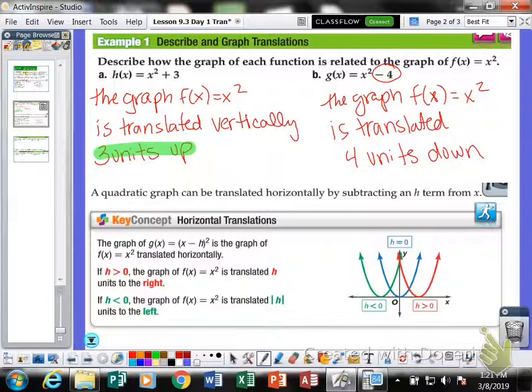Something else that you need to be aware of, this has to be in the form x minus h. I know it gets a little tricky, but it has to be in the form x minus h, and then we just look at the h value to see if it's positive or negative.